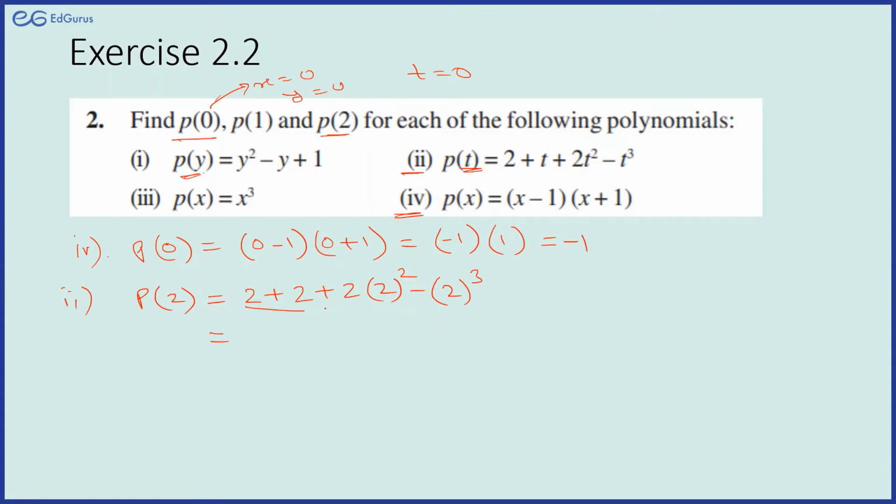Now let's solve this. 2 plus 2 is 4 plus, now what is this? 2 into 2 into 2, 8. And this, what is this? 2 cube is also 8, so minus 8. These two cancel out. Answer is 4.